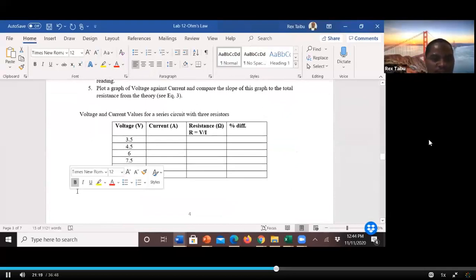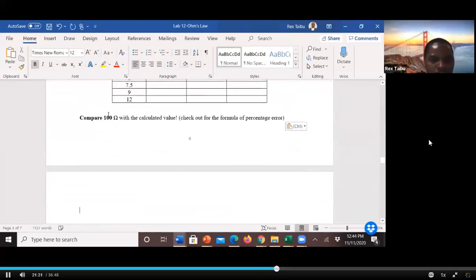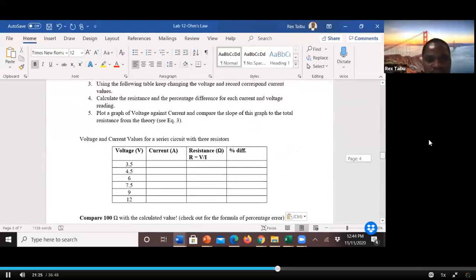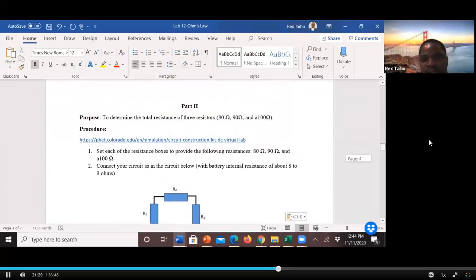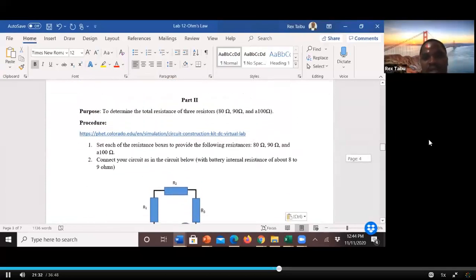For percentage difference, what do we do? Now you don't compare to 100. You compare all the resistors. There is 80, 90, 100. Add them together. That would be 180 plus 100 plus 90, 190. We add it.